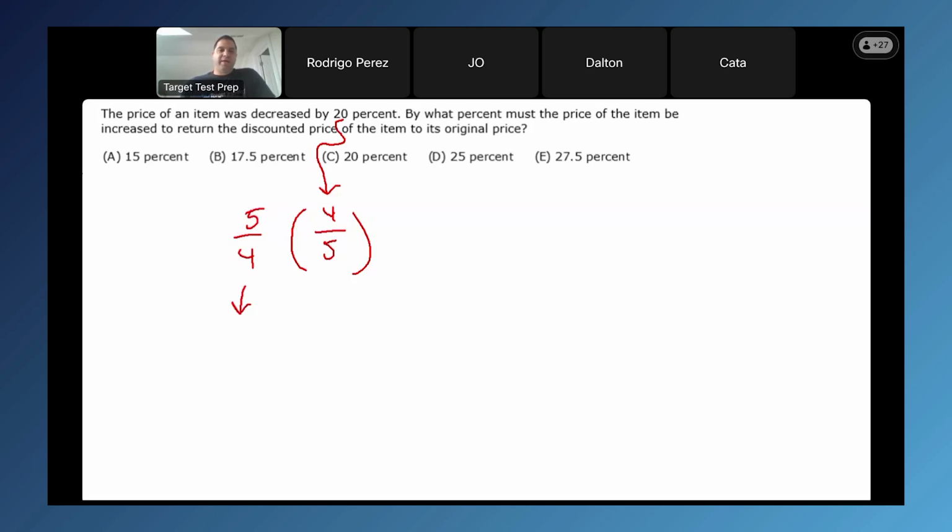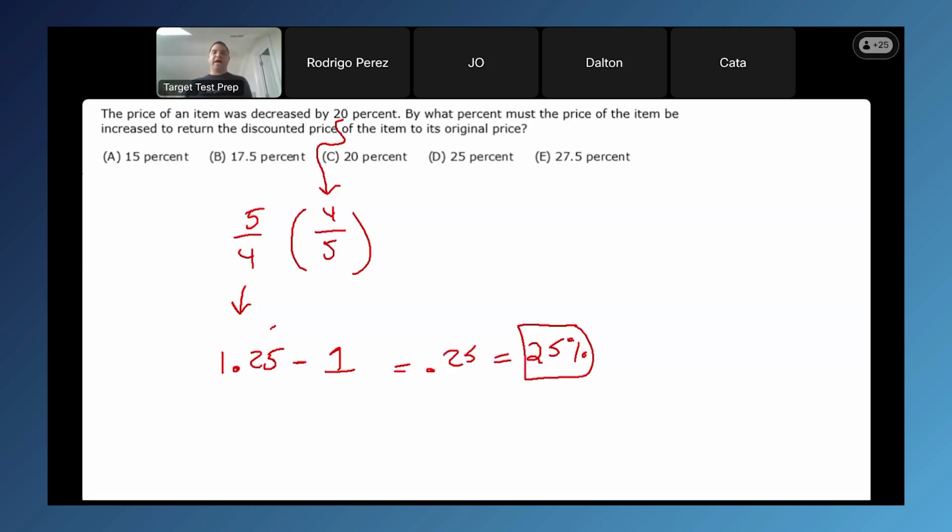Five over 4 is 1.25. We want to make it a decimal. Minus 1, because instead this is a greater, not a less. So instead of being subtracted from 1, we are subtracting 1. You get 0.25, which is 25%.